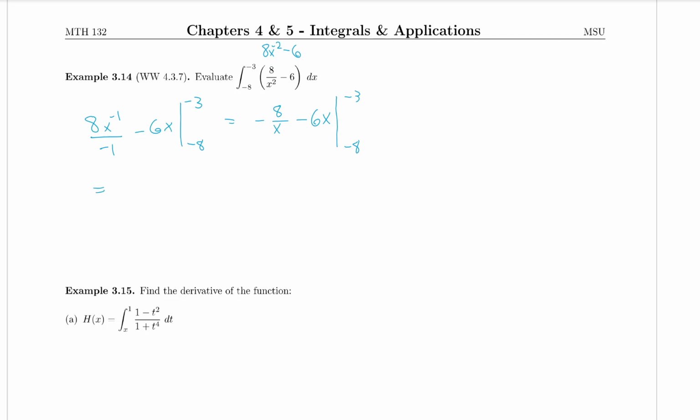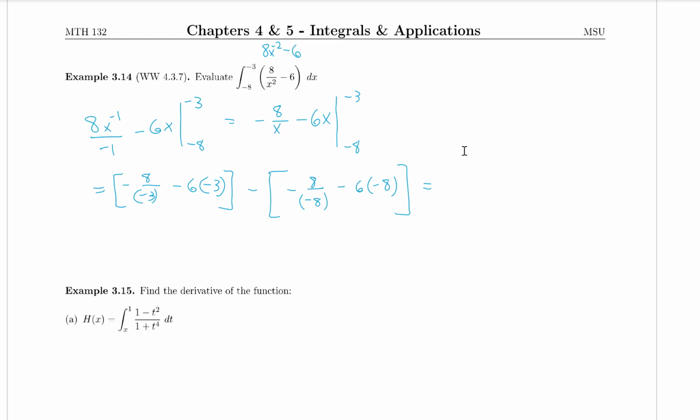Okay, so now let's go ahead and plug in our negative 3. So we have negative 8 over negative 3 minus 6 times negative 3. And then we're going to subtract our antiderivative evaluated at our a value, which is negative 8. So we get negative 8 over negative 8 minus 6 times negative 8.